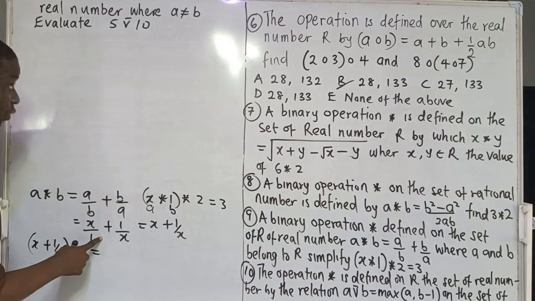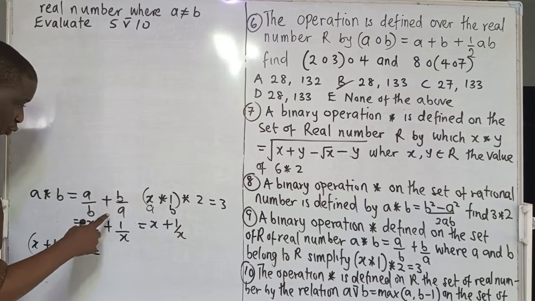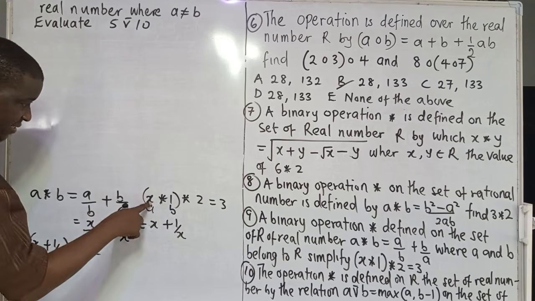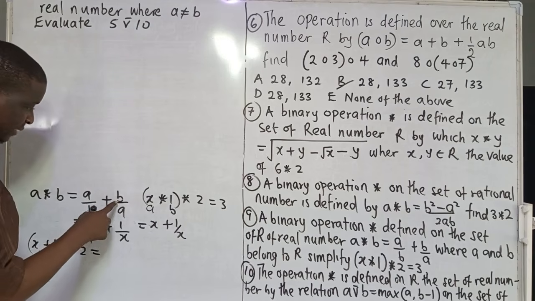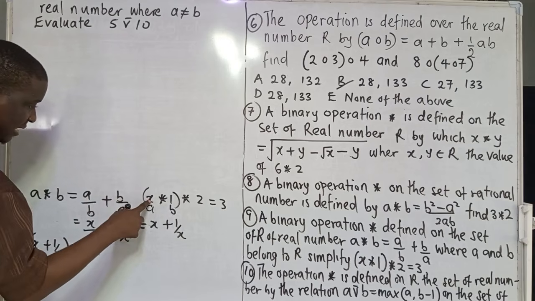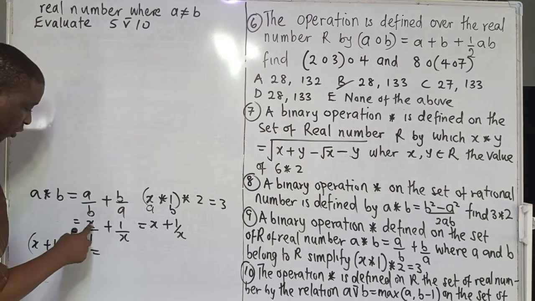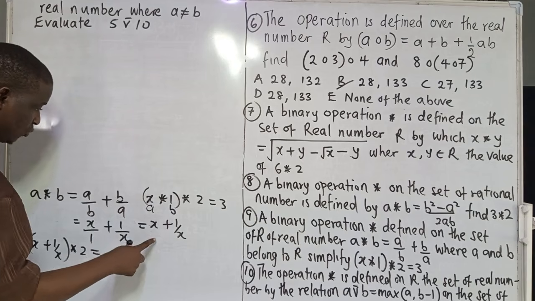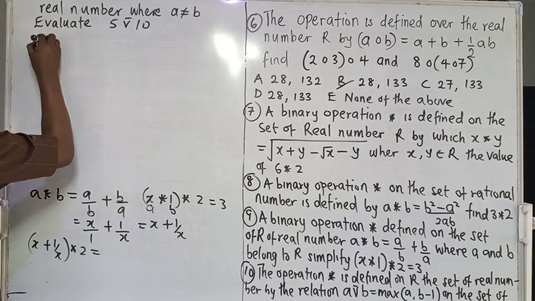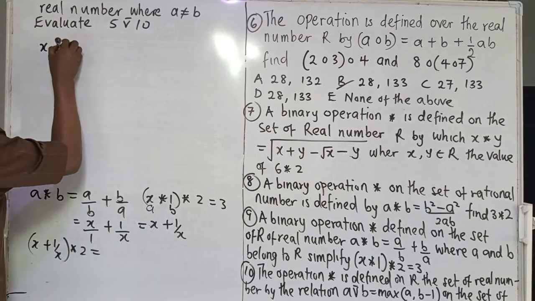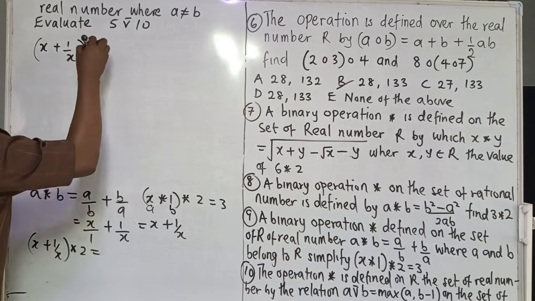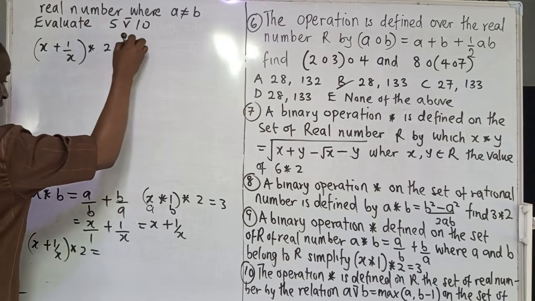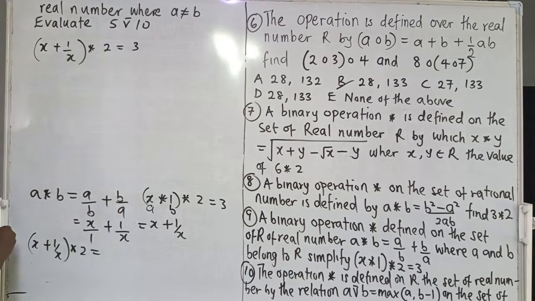Now, we continue with the question here. We have A is X, B is 1, then B is 1, A is X. So we have solved the X plus 1 over X, for this first one. So we now say X plus 1 over X, operation 2, should be equal to 3. That's what we want to operate now.